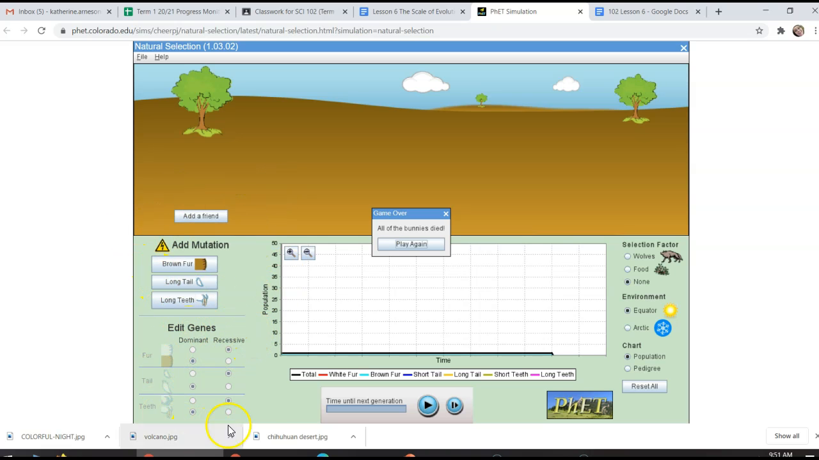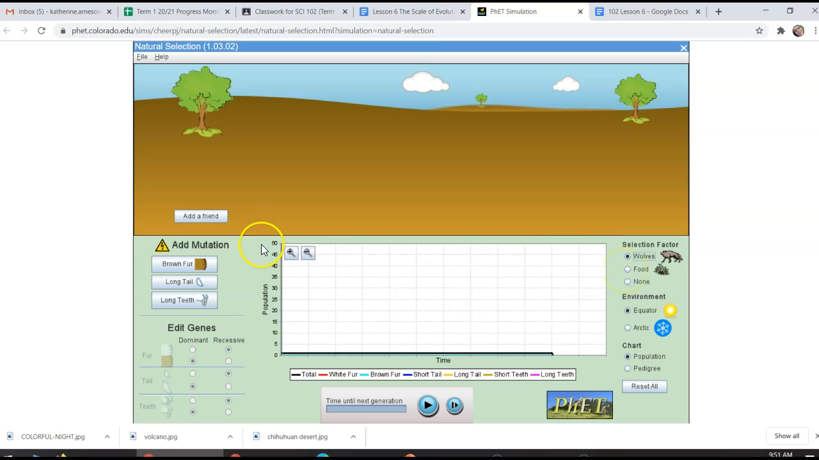Now we're not going to change this because we're not talking about dominant and recessive genes in this class. And then we also have selection factors. Selection factors are things that can change your survival and reproduction. So if you add wolves, wolves are going to eat the bunnies, so the bunnies have to be able to escape the wolves to survive. You have to have food, otherwise you die. So you can add food and you can add wolves to the simulation.